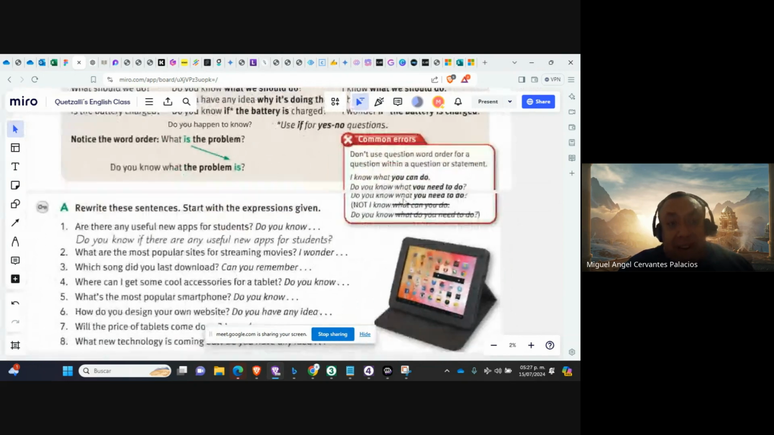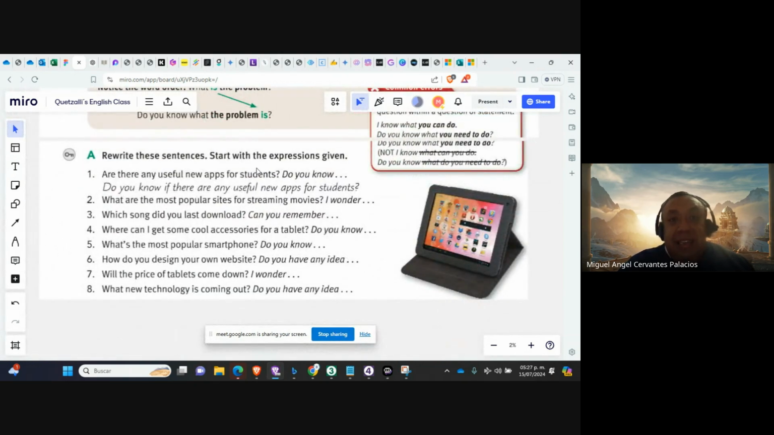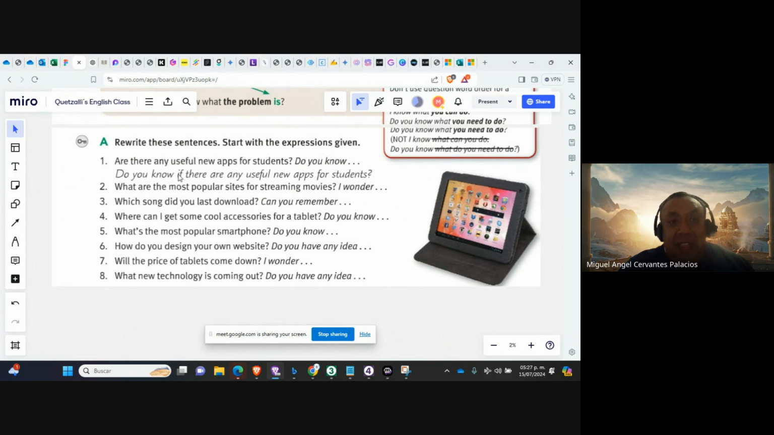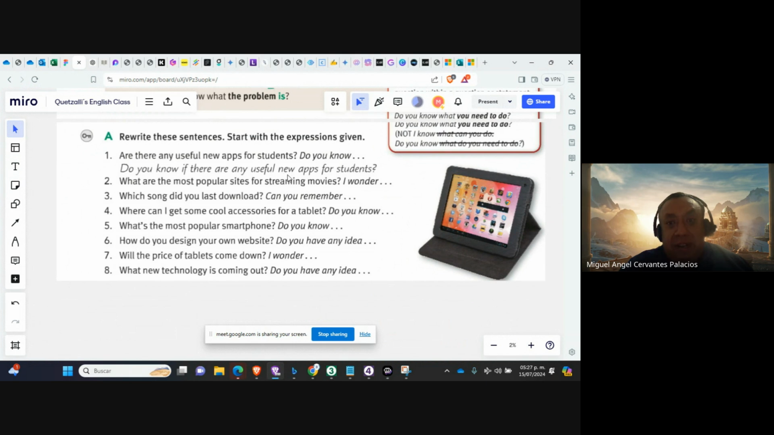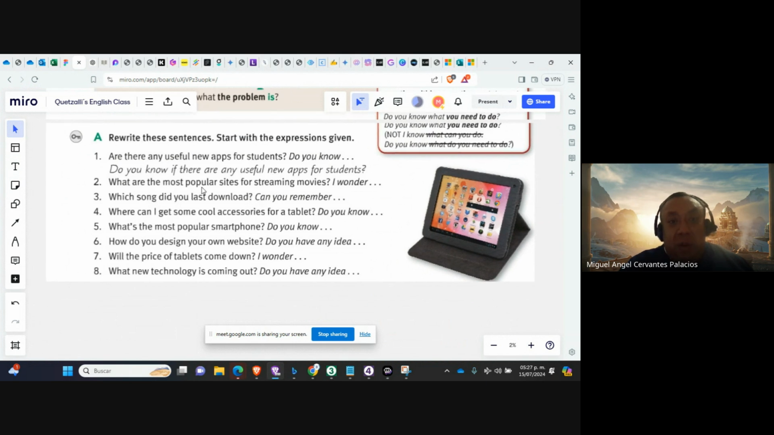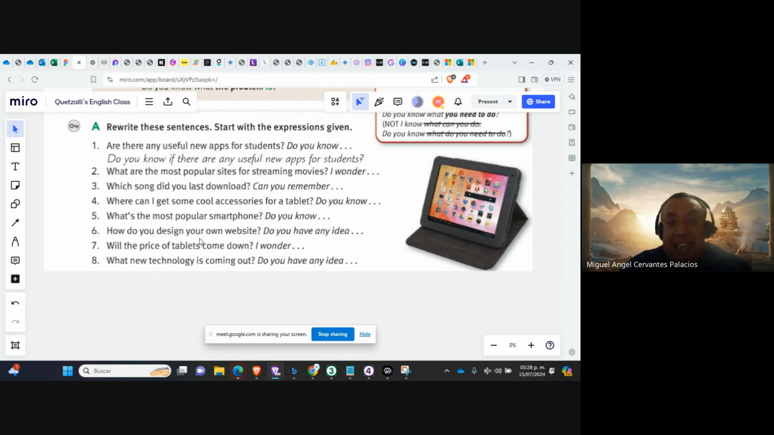For example, it says, rewrite these sentences. Start with expressions given. Are there any useful new apps for students? Do you know? Do you know if there are any useful new apps for students? What are the most popular sites for streaming movies? I wonder. Which song did you last download? Can you remember? Where can I get some cool accessories for a tablet? Do you know? What is the most popular smartphone? Do you know? How do you design your own website? Do you have an idea?